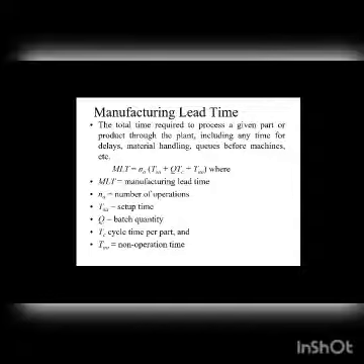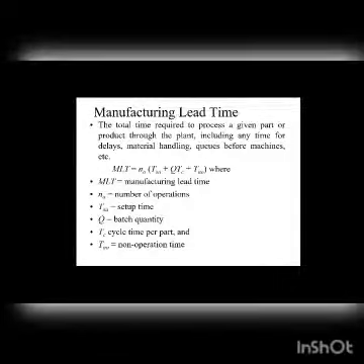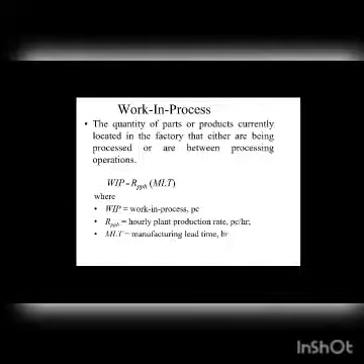Let us say for doing that operation it takes 5 minutes, then the cycle time is 5 minutes, plus TNO, non-operation time. Sometimes it may be idle. So, N naught into the setup time for tooling or the machinery or the part, plus Q, the batch quantity, into the cycle time per part, plus non-operation time. All these put together will give you the manufacturing lead time.